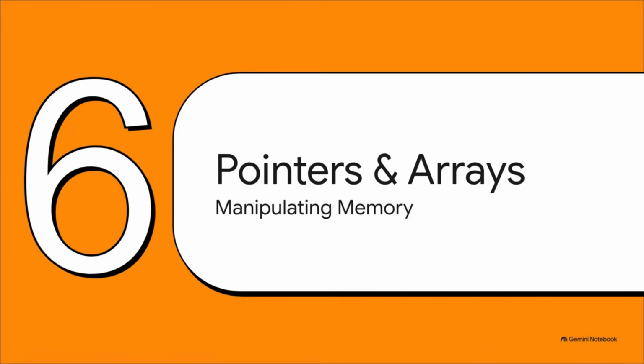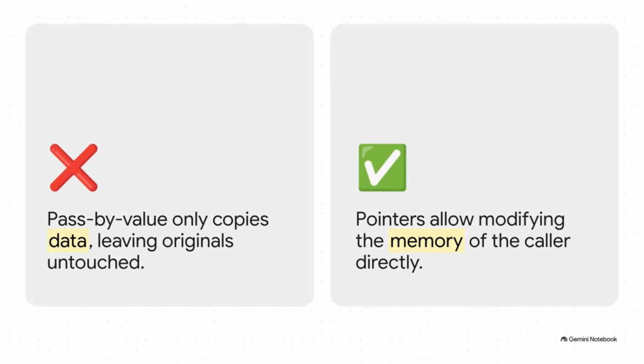Section 6. Pointers and arrays. Manipulating memory. This is where we reach the foundational mechanics that unlock all those advanced array-based algorithms. Let's see how this builds a true swap function. If you try to swap 2 variables by just passing them normally, it fails. C uses pass by value, meaning it only copies the data. It's like handing someone a photocopy. The original variables remain completely untouched.